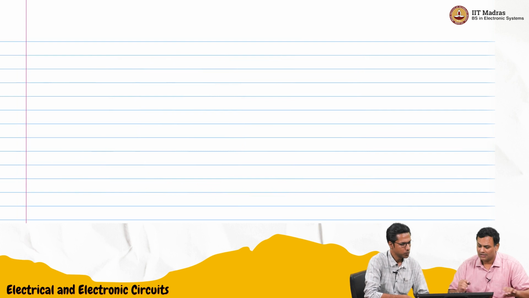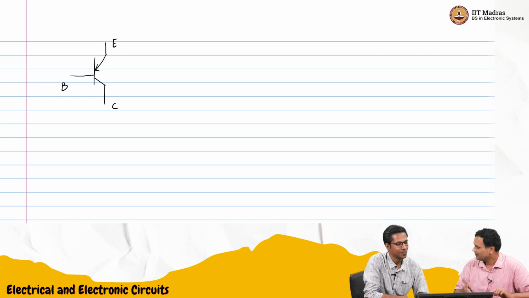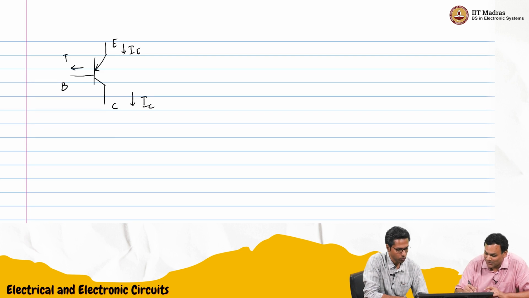So, in the case of the PNP transistor, base, emitter, collector. I have just drawn it like this, upside down, because that's the conventional way. A lot of people like to draw it like that. The difference is that emitter current now flows into the emitter, collector current flows out of the collector, and base current now flows out of the base. So current directions are slightly different.